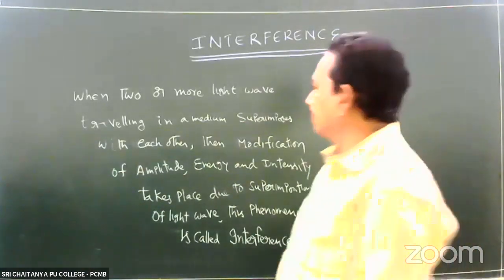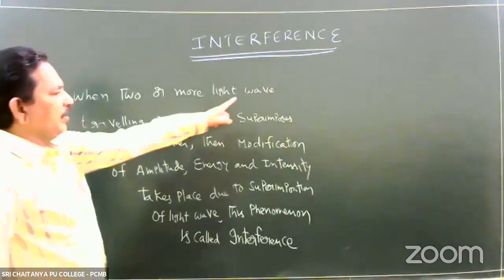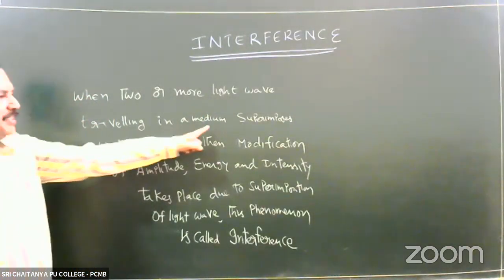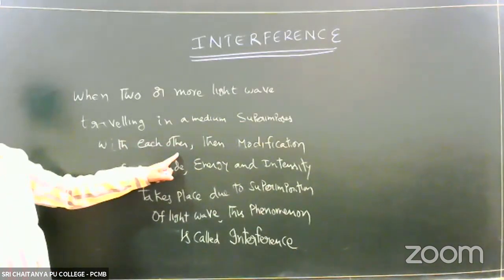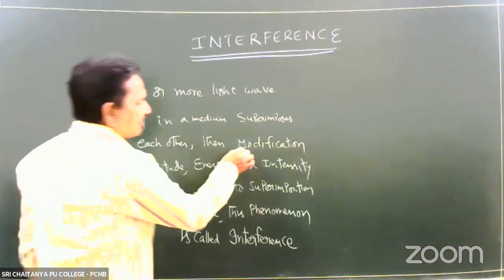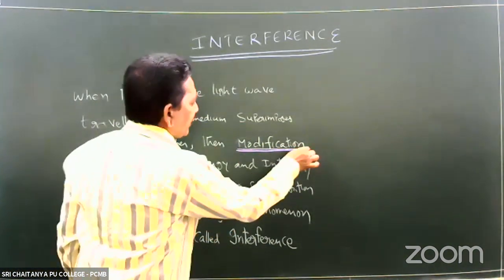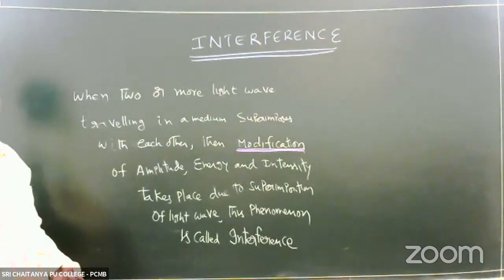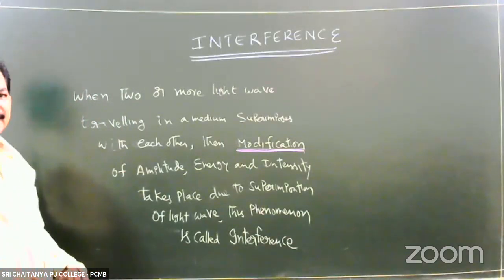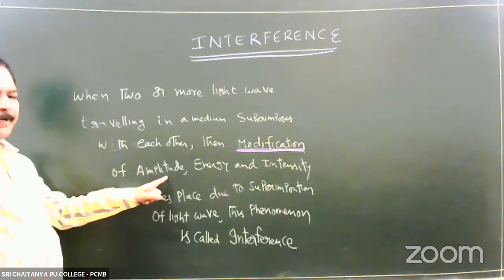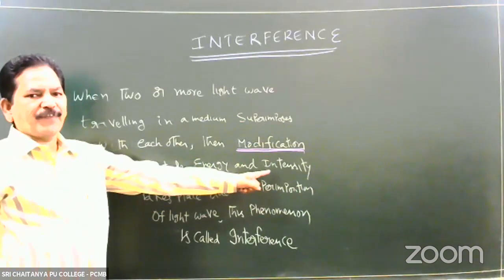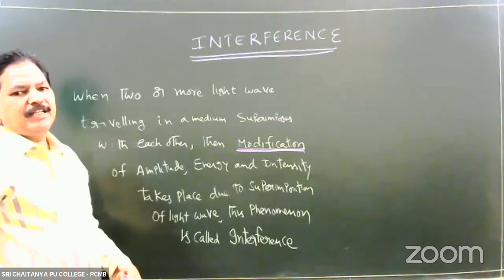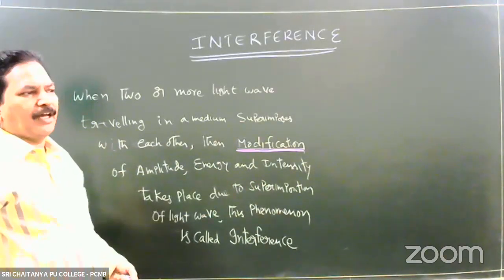When 2 or more light waves traveling in a medium superimpose with each other, then what happens? Modification, changes will take place. The changes will take place in three quantities. What are those three quantities? Change in amplitude, change in energy, change in intensity of light. This phenomenon is called the interference phenomenon.